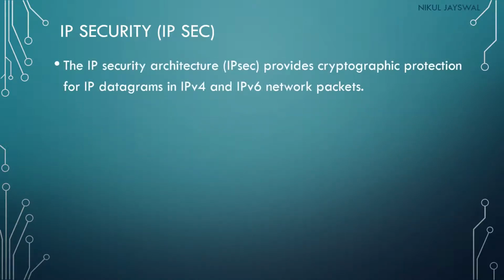The IP security architecture provides cryptographic protection for IP datagrams in IPv4 and IPv6 network packets. What IP security will do is encrypt the IP packet that is coming from the machine. As we know, there are seven layers in network communication. Whenever the transport layer sends some data to the network layer, all the transport layer data will be encrypted before it is encapsulated in the IP packet.